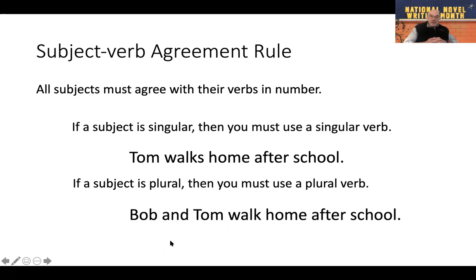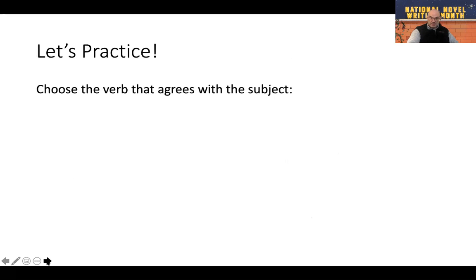Now, you can see it's a very, very straightforward rule. This is not rocket science, okay? But there are some really simple things that we encounter every day that make us misuse this rule in some common ways, and we're going to explore some of those. So let's look at some practice questions here.